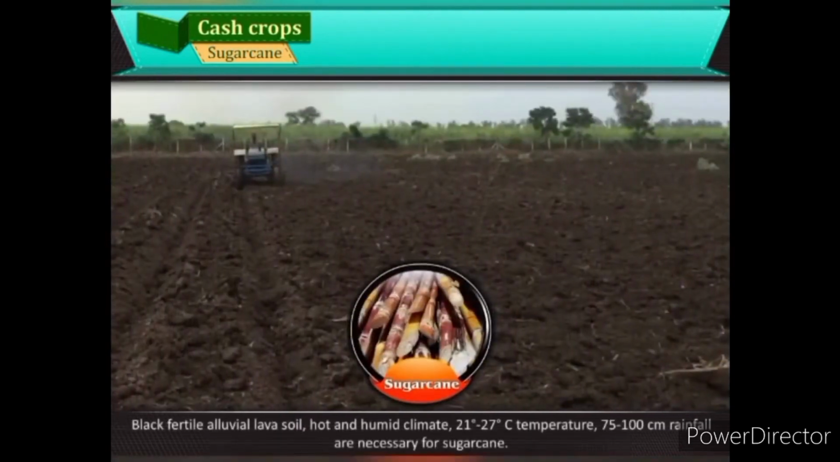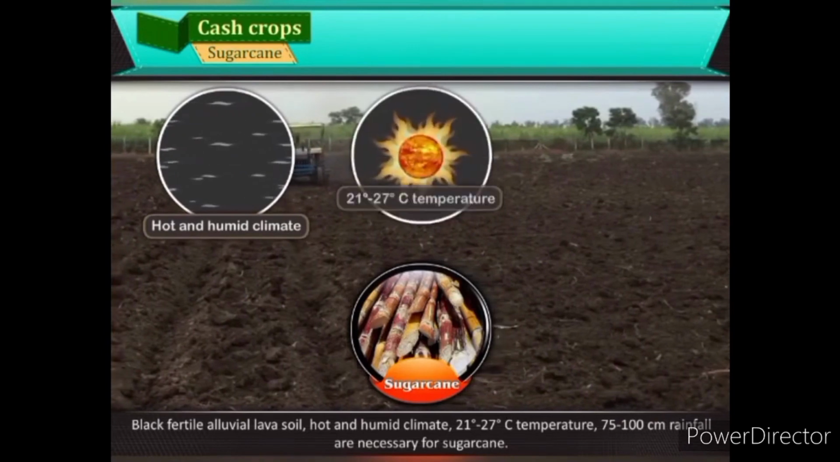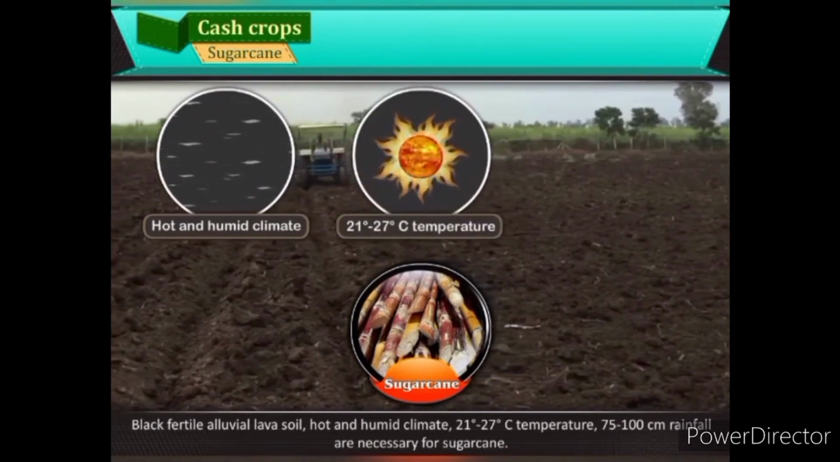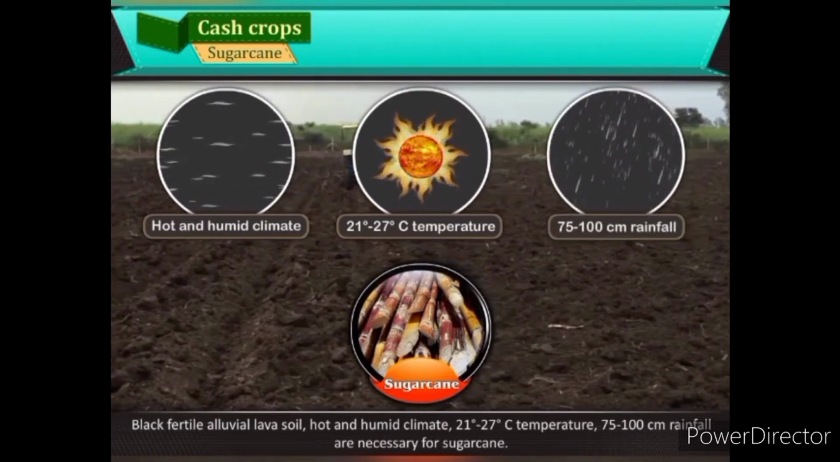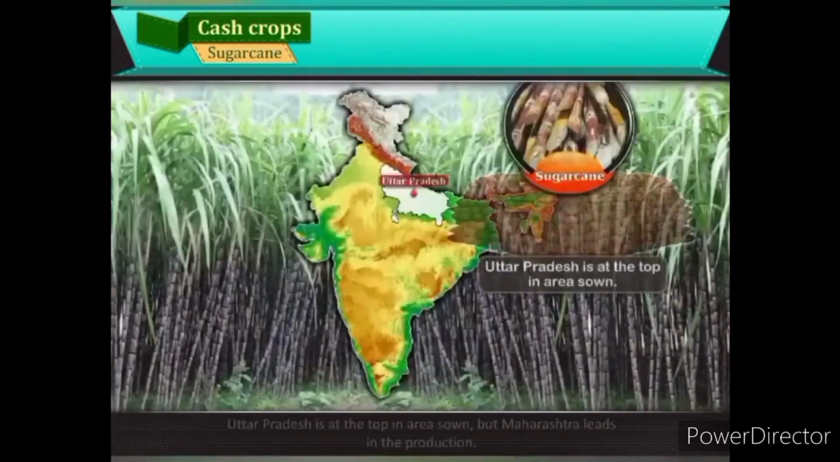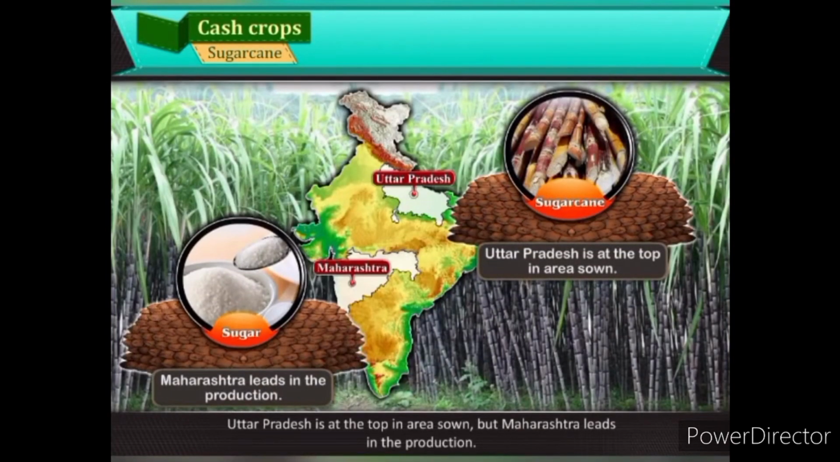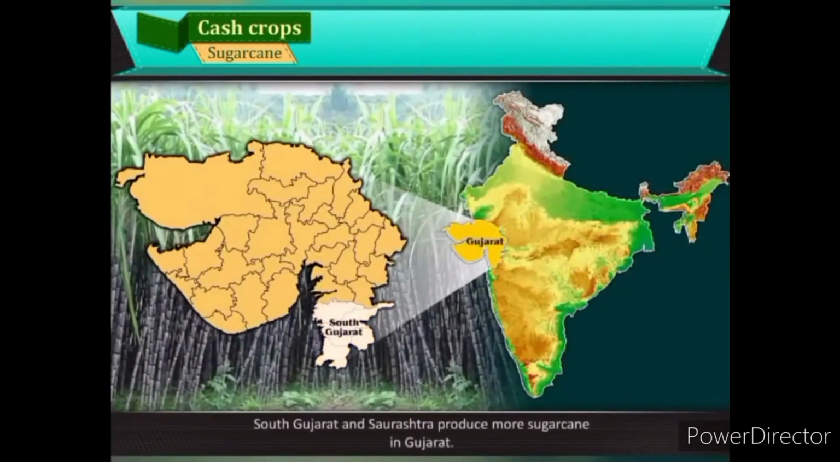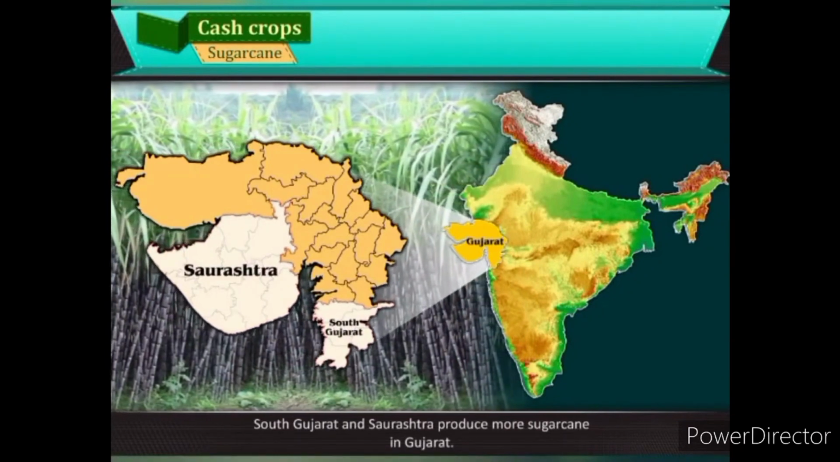Black fertile alluvial lava soil, hot and humid climate, 21 to 27 degrees Celsius temperature, 75 to 100 centimeter rainfall are necessary for sugarcane. Uttar Pradesh is at the top in area sown, but Maharashtra leads in the production. South Gujarat and Saurashtra produce more sugarcane in Gujarat.